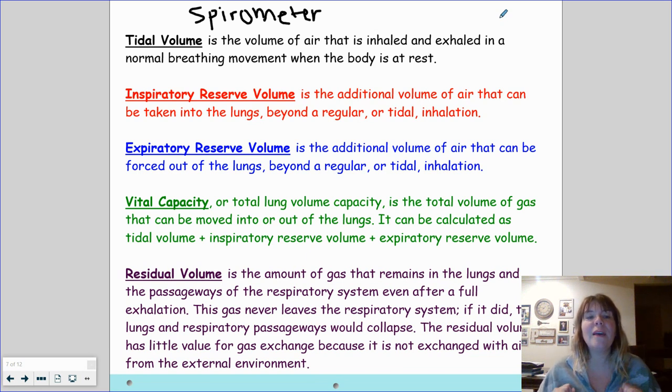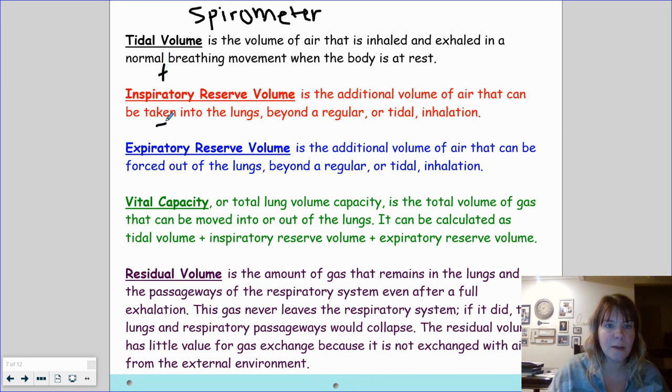When we breathe out all that air, the doctor says, breathe out all your air, push all your air out, or that exasperated sigh, you push all that air out. That's called the expiratory reserve, meaning it's all the air that we can push out of our lungs that is beyond our regular breathing in and out. So if you take tidal volume plus inspiratory reserve, this plus this plus this equals this guy right here.